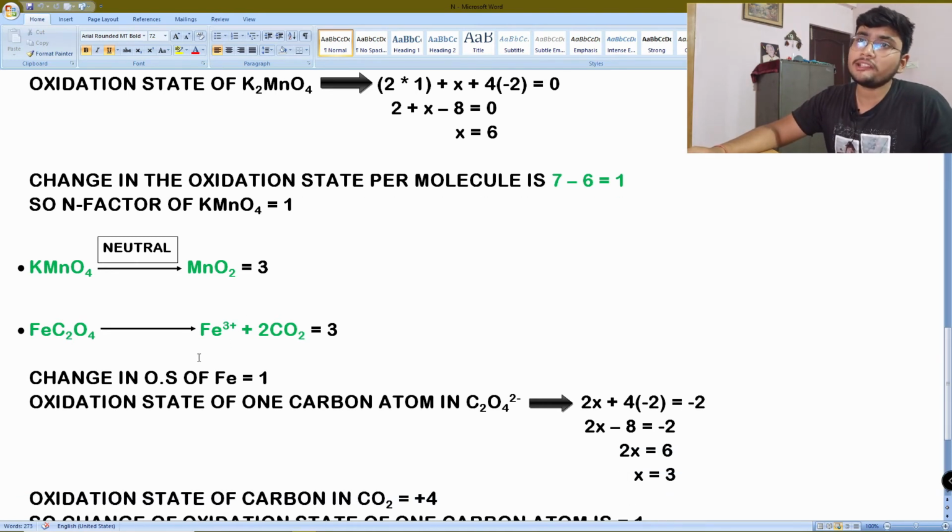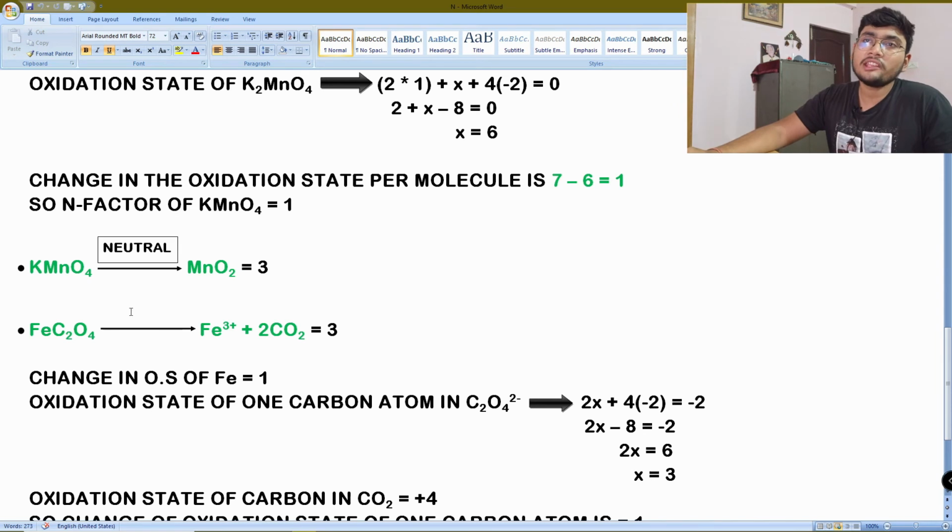Now let us see another example. It is a very good example, so concentrate on it. You see here I have taken ferrous oxalate. When it reacts, it gives ferric ion and carbon dioxide. Now what will be the N factor of ferrous oxalate? Sorry, it is ferrous oxalate, not ferrous oxide. So when ferrous oxalate reacts, it gives ferric ion and carbon dioxide. What is the N factor of ferrous oxalate? Let us see.